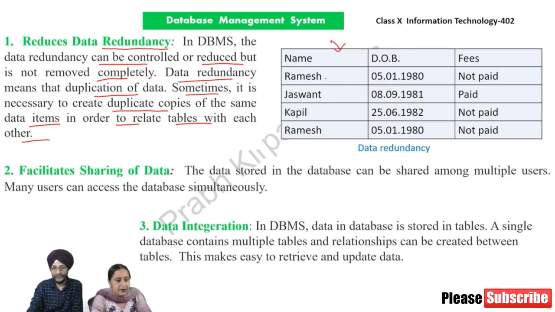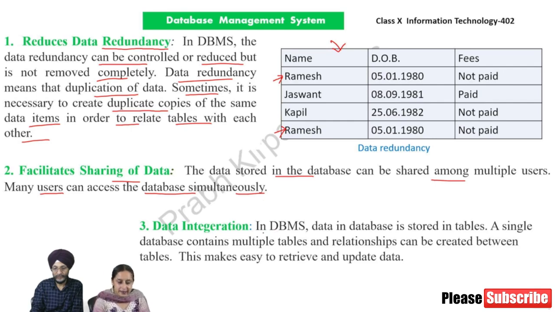Try to find out the duplication of data in the given table at your level. Yes, you have found out the duplicate data. The data in respect of Ramesh is appearing twice. Number two, facilitates sharing of data. The data stored in the database can be shared among multiple users. Many users can access the database simultaneously.